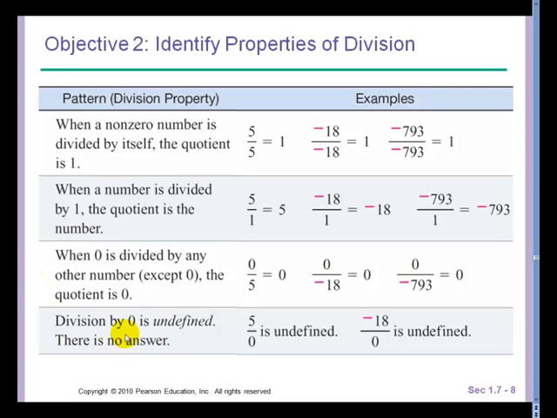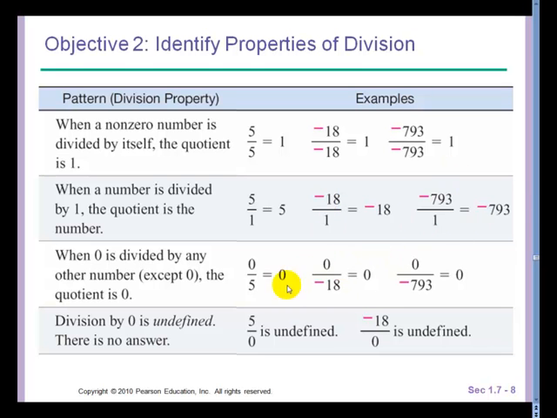These rules, if you need to check, do the corresponding multiplication. Recall that these are true because of their related multiplication. So you can check. Let's start up here. 1 times 5 is 5. 1 times negative 18 is negative 18. 1 times negative 793 is negative 793. 5 times 1 is 5. Negative 18 times 1 is negative 18.